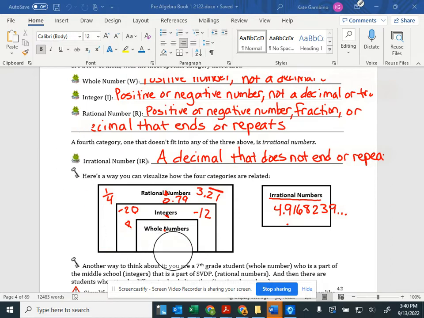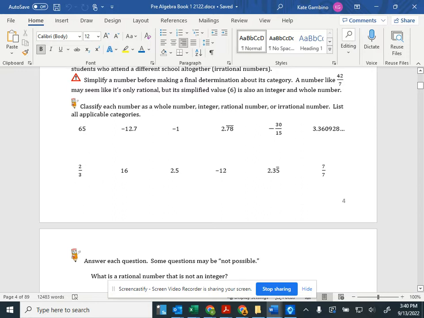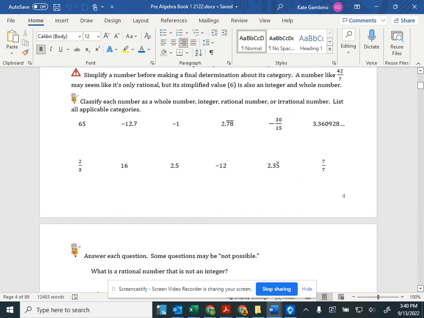So let me scroll up so we can see what else we have. Simplify a number before making a final determination about its category. A number like 42/7 may seem like it's only rational because it's a fraction, but its simplified value of 6 is also an integer and whole number. So you want to simplify those fractions to see if it can go to a whole number. So always make sure you're simplifying your fractions.